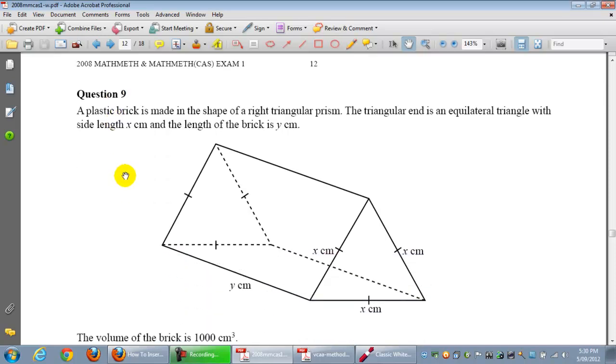Now, when you look at these questions, they tend to scare students because they see a shape. We see a plastic brick is made in the shape of a right triangular prism, and it says that the triangular end is an equilateral triangle. They've explained what that means, just in case you forgot, that the sides are all the same. So there it is, an equilateral triangle with sides of x, and the length of this brick is y.